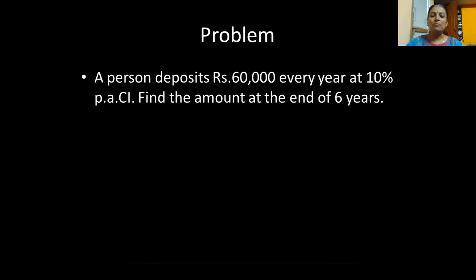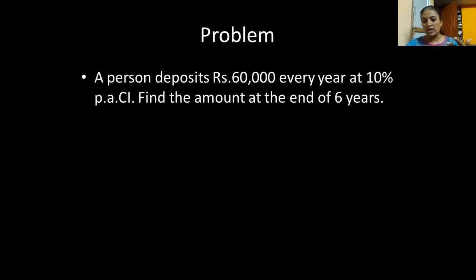Here, a person deposits 60,000 every year at 10% per annum compound interest. So 60,000 is P, and 10% is I, I is equal to 0.10. Find the amount at the end of 6 years. As I have already mentioned, here we are interested not in the annuity due, but in knowing the amount.